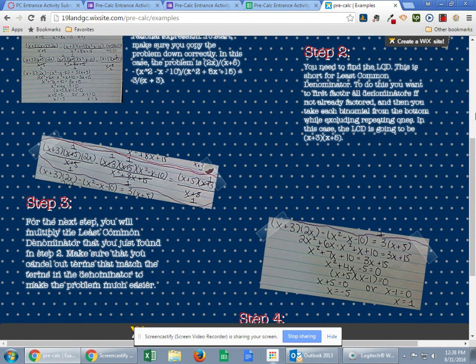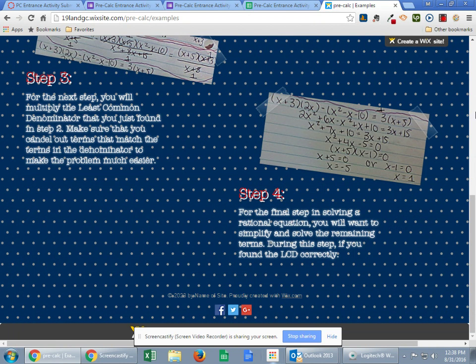For the next step, you multiply by the least common denominator that you just found. Make sure that you cancel out terms that match the terms in the denominator to make the problem much easier. For the final step in solving a rational equation, you will want to simplify and solve the remaining terms. During this step, if you found the LCD correctly.